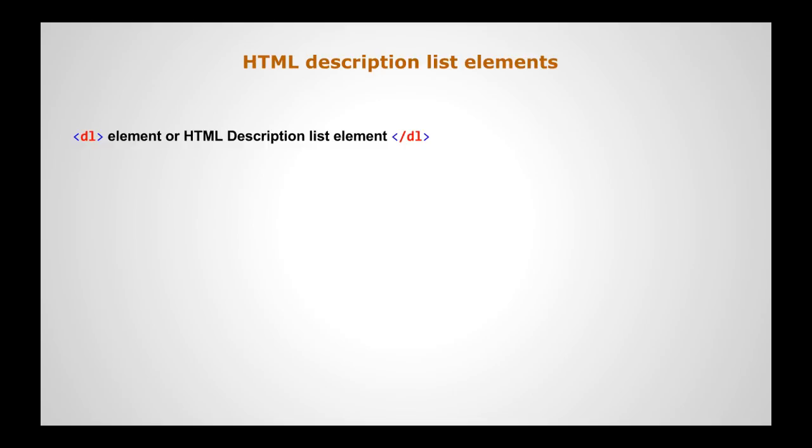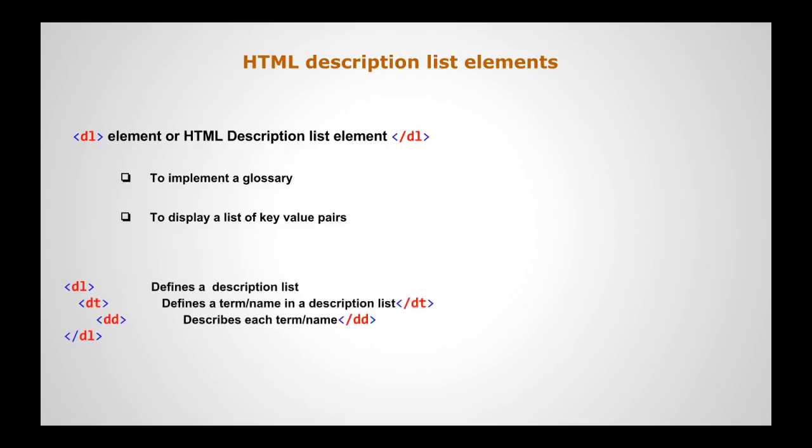Common uses for this element are to implement a glossary or to display a list of key value pairs. Prior to HTML5, the description list element was known as the definition list element.